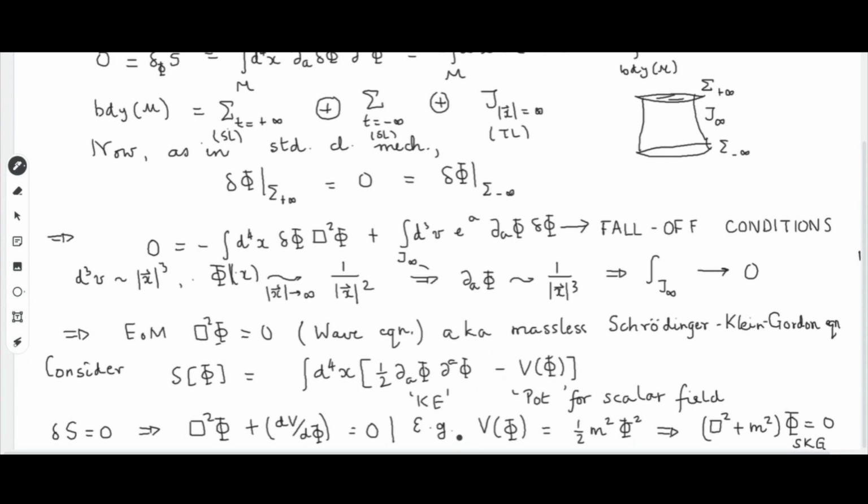Here it is. One example is V of phi is half m squared phi squared. And that leads to the equation of motion, which you will have to verify, box squared plus m squared phi equal to 0. And this is not the massless, but the full Schrödinger-Klein-Gordon equation. This represents a field with this property, which I shall call mass. Now, what does a mass for a field do? You're all familiar with the mass for a particle or a bunch of particles, each carrying some mass. What is the meaning of a mass for a field?